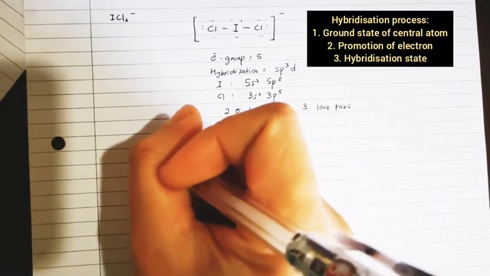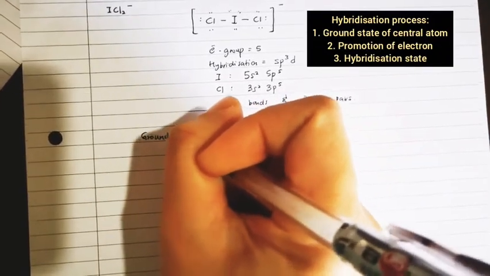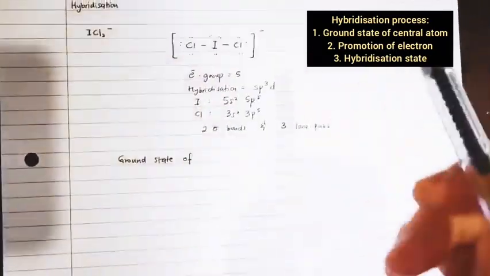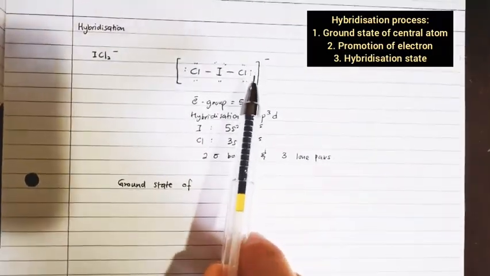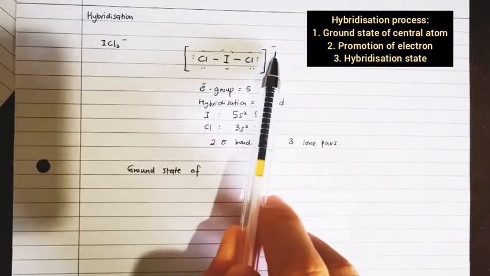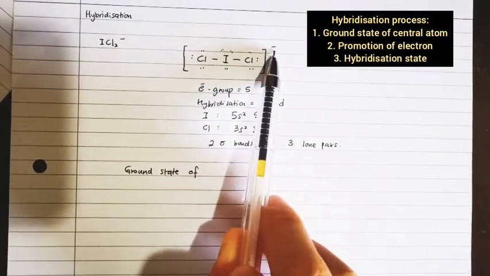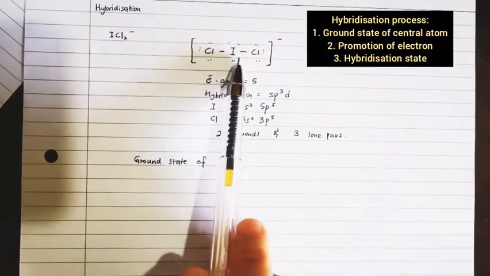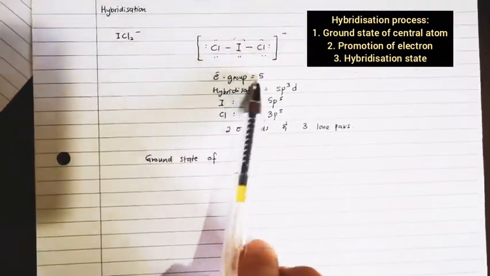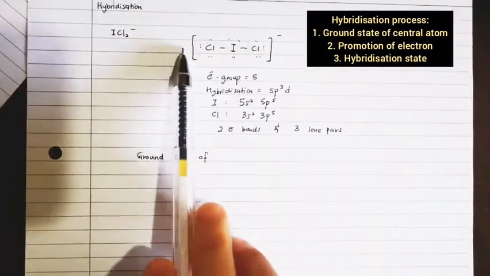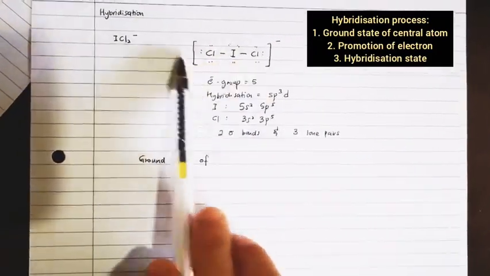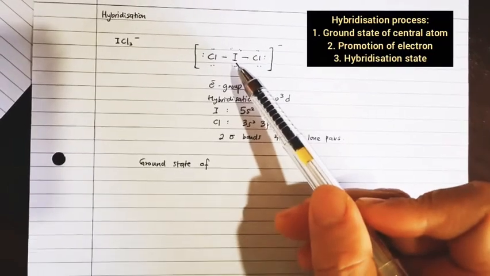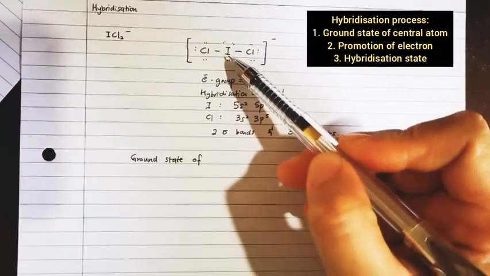First step is the ground state of our central atom. Okay, now take note, this structure is an anion with negative charge. So our central atom is I. If your compound is an anion or ionic compound, we have to consider the formal charge of the central atom. Look at I here.